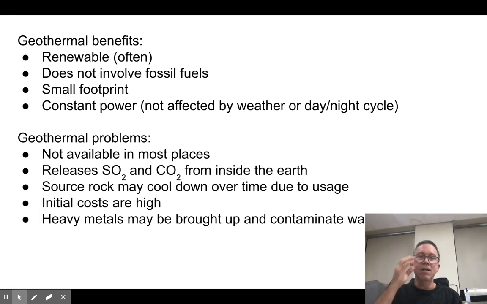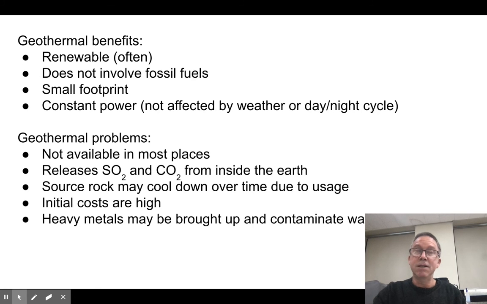Now, some of the problems with it: the biggest one is you just can't do it in the vast majority of places in the world. Even if you use the binary method, there's just not a lot of places where the groundwater comes up over 100 degrees. All right, now, the other thing is it can also bring up some natural gases in the earth. So it can bring up things like sulfur dioxide, carbon dioxide, methane. Some of these cause acid rain. Some of these cause global warming. But keep in mind, they bring up at a much, much lower rate than what you would get from burning coal. It's still infinitely better than burning coal.